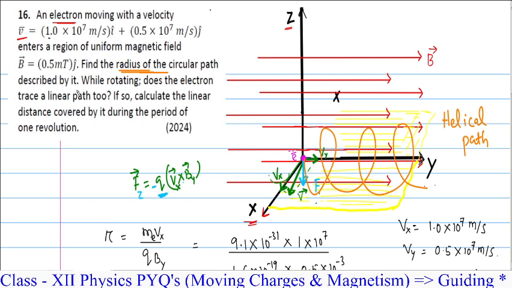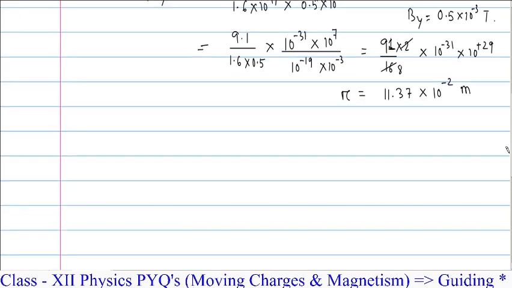So while rotating, does the electron trace a linear path too? Yes, definitely. Its answer will be yes. It will undergo some linear path. That's why we will be calculating. So calculate the linear distance covered by it during the period of one revolution. Clear. So what is the time period then? The question is the period of one revolution.